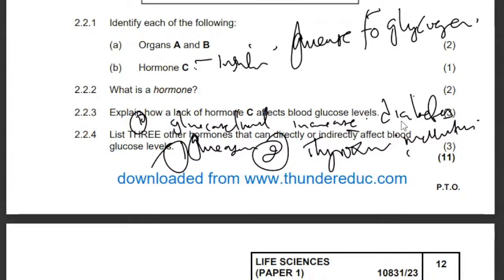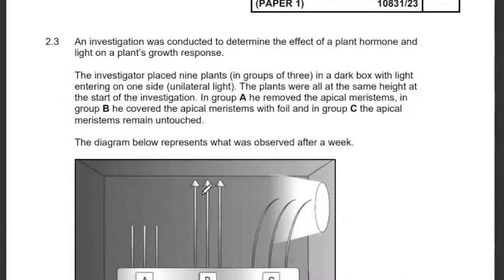Another one is maybe you can talk about adrenaline. Adrenaline also affects it, because remember, it prepares the body for emergency, and in this case, it triggers the conversion of glycogen back to glucose in case of emergency. So basically, it also has an effect on glucose level. Then we go to the investigation.